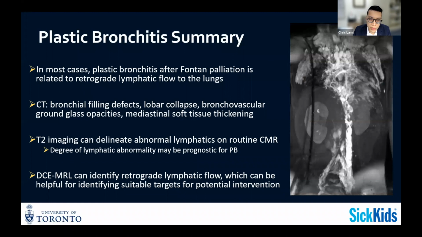So, summary of plastic bronchitis. In most cases, plastic bronchitis after Fontan is related to retrograde lymphatic flow to the lungs. And T2 imaging can delineate the abnormal lymphatics on routine CMR. And the dynamic contrast enhanced MRL can identify the retrograde lymphatic flow, which can be helpful for identifying suitable targets for potential intervention.